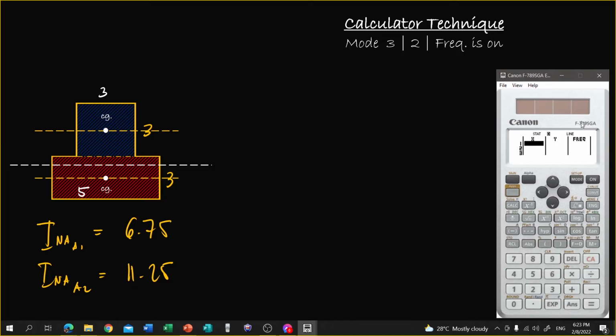So, mode 3-2. For example, the frequency is not yet turned on. Once the frequency is on, we can see shift, set up, shift mode, set up. Then down. Then stat mode number 4. Then turn on the frequency number 1. Nahabol?